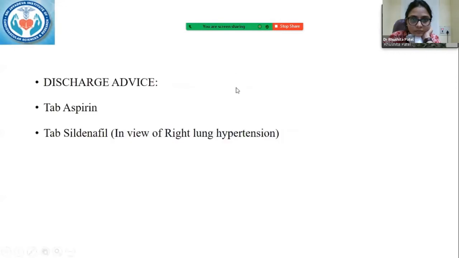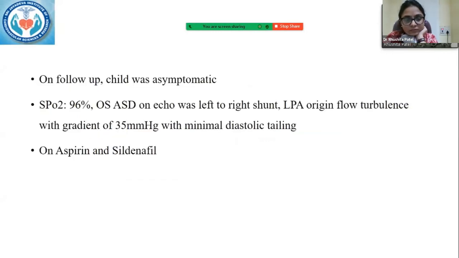The child was hemodynamically stable post-procedure and hence was discharged on aspirin and sildenafil in view of this segmental PH. He came to us for follow-up. The child was asymptomatic and saturations had improved to 96%. The ASD was shunting from left to right on echocardiography, and a gradient of 35 mm Hg was found across the LPA origin with minimal diastolic trailing.